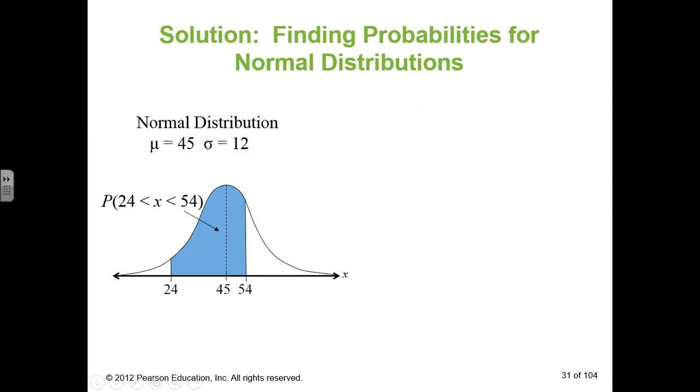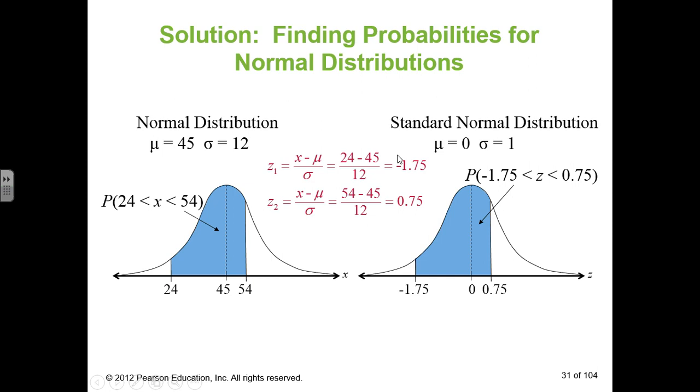So the first thing we need to do is graph this on the normal curve, on the x-axis. Remember the mean was 45 and we're looking for between 24 and 54. So we're looking for this area shaded in blue. We need to standardize both of those scores. Value minus mean divided by standard deviation is negative 1.75, which corresponds to x being 24. And value minus mean divided by standard deviation is 0.75, which corresponds to x being 54.